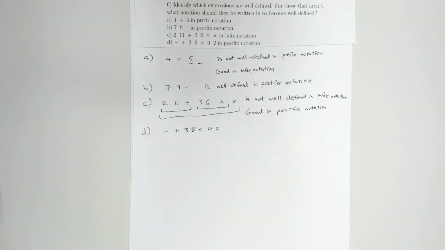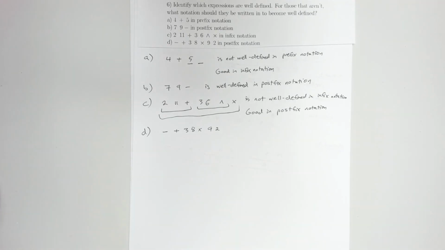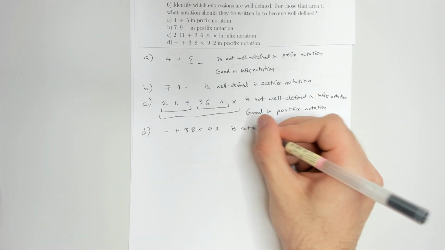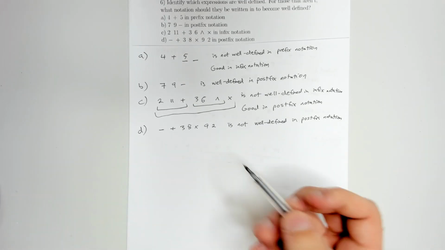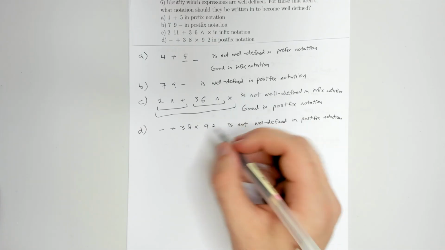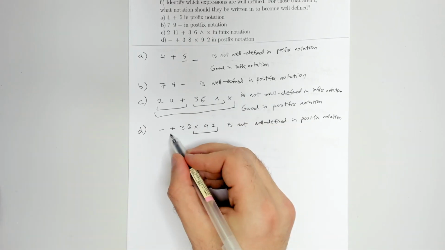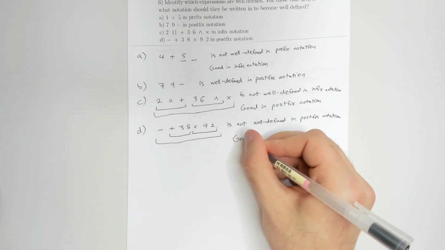And lastly, we have this statement, which would not work in postfix notation because we have operations that have nothing to the left of them. And postfix notation always requires that the operations are applied to the numbers to the left of them. So this is not well defined in postfix notation, but it would work well in prefix notation. It would be well defined there because every operation, if we apply it to the numbers to the right of them, we are able to evaluate this expression. We do the 9 times 2 first, then we do the 3 plus 8, and then we subtract the result of those 2. So this works in prefix notation.